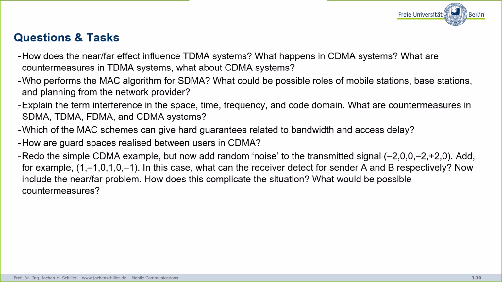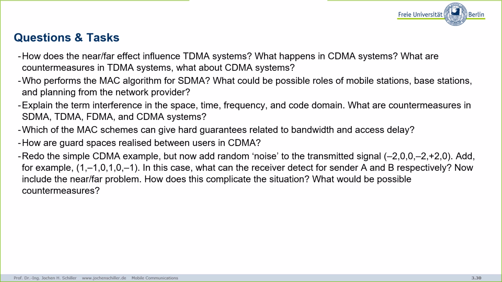So what about CDMA systems? We don't have the time slots, so no problems with synchronization, but which problems might appear there? Exactly, the strong signal of the near terminal can actually influence the other signals. So this is exactly our cell breathing. That's the cell breathing effect. And the countermeasures, we already discussed them. For TDMA, we have to somehow keep up with the sending time, so we have to synchronize the devices.